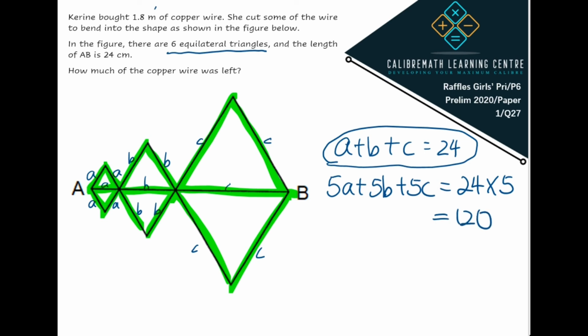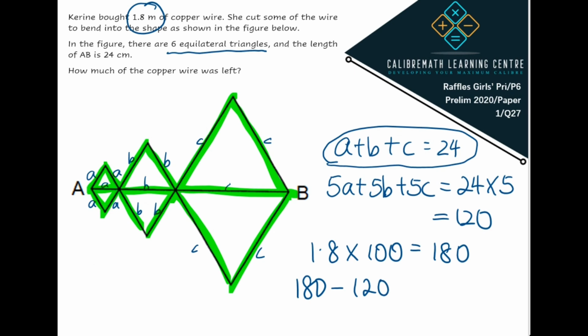Now note that Karim started with 1.8 meters of copper wire at first. So we can convert this 1.8 meters to cm by multiplying it by 100. And that gives us 180. So now that we know that she started with 180 centimeters, we can use 180 centimeters to take away the 120 centimeters that is used to make this shape. And we will get the answer to be 60 centimeters. So 60 centimeters is the length of the copper wire that is left.